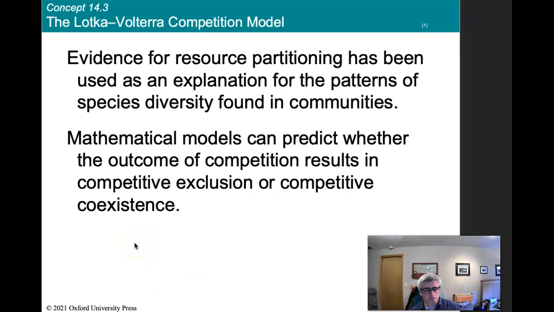Okay. So we can use Lotka-Volterra in the competition model to look at the interaction of interspecies competition to figure out who's going to win, who's going to lose, or are they going to coexist. Evidence for resource partitioning has been used as an explanation for the patterns of species diversity found in communities. Mathematical models can predict whether or not the outcome of competition results in competitive exclusion, one loser, one winner, or competitive coexistence. They both survive, although at depressed numbers. The carrying capacity is reduced because they have to share resources.